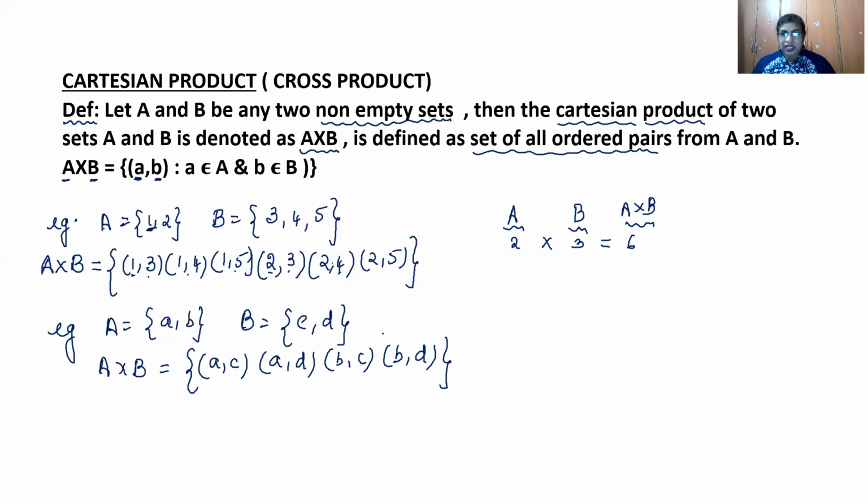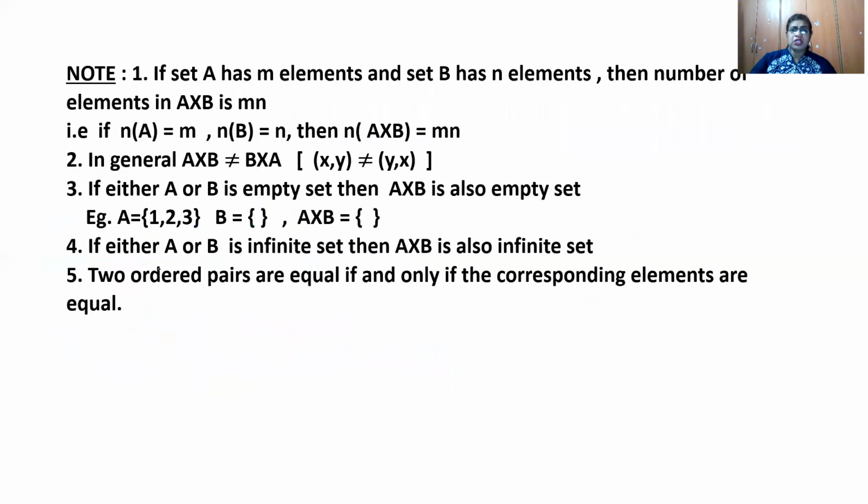Same way, now here in the second example, A is having 2 elements, B is also having 2 elements. So how many elements will be there in A cross B then? So it is 2 into 2, which is equal to 4. I hope the idea is clear now. Yes? Okay. So let us take some notes which I have given here.